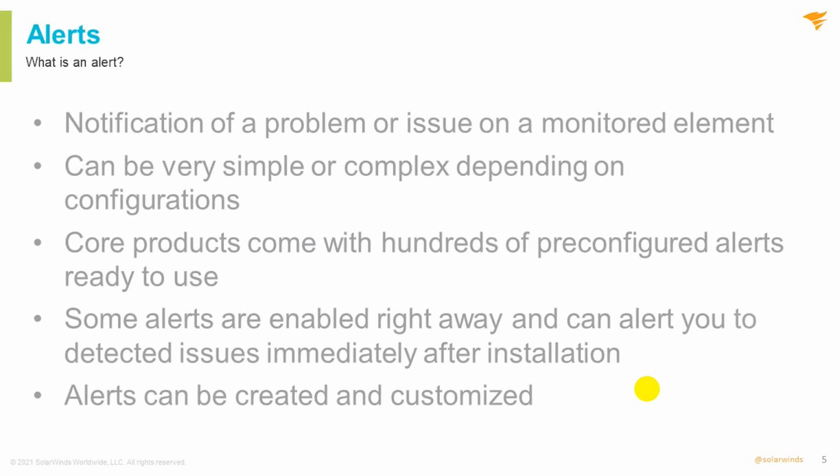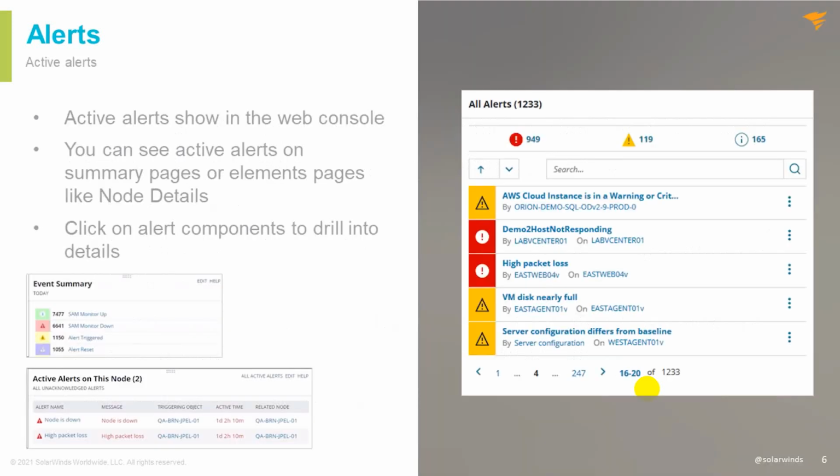Every platform product comes with many pre-configured alerts that are readily usable. Some alerts are enabled right away and can alert us of detected issues immediately after installation. Others may be disabled at the start, but require little or no additional customizations to be used. Any out-of-the-box alerts can be used as is or modified, and alerts can also be created from scratch to meet specific needs.